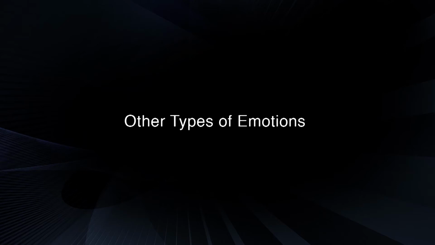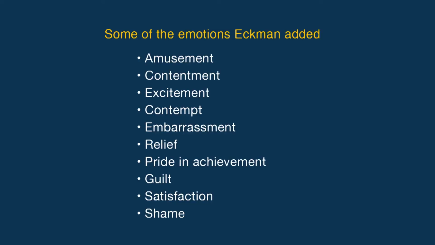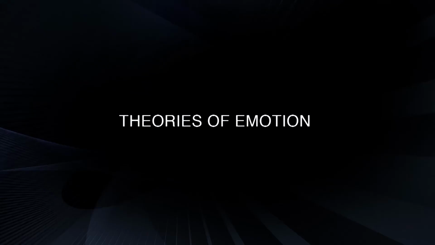Other types of emotions. Ekman later added a number of other emotions to his list, but suggested that unlike his original emotions, not all of these could necessarily be encoded through facial expressions. Some of the emotions he later identified include amusement, contentment, excitement, contempt, embarrassment, relief, pride, guilt, satisfaction, shame, and so on. Let us now take a tour through the theories of emotion.